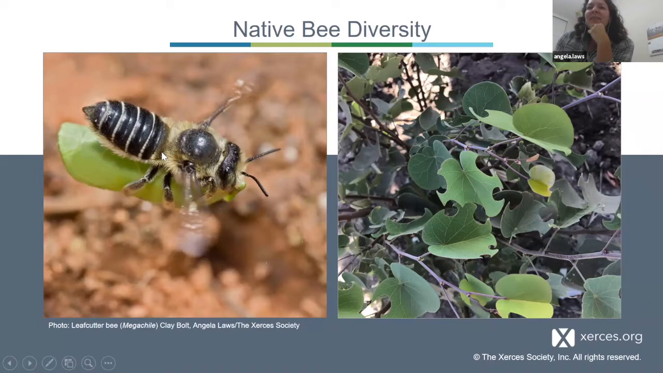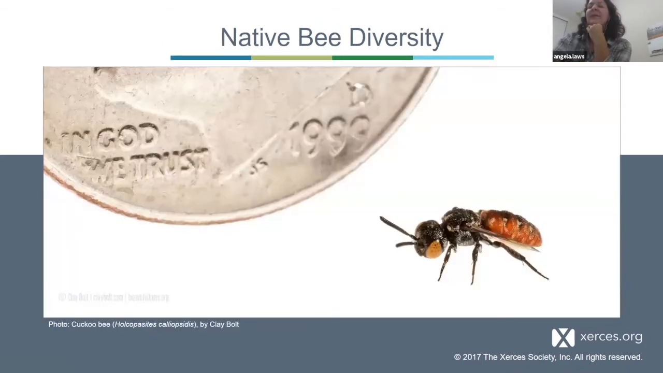These are in a family called the megachilids, and you'll notice they have the hairs for carrying pollen on their belly. So they carry their pollen on the undersides of their abdomen. So lots of different ways of collecting pollen.